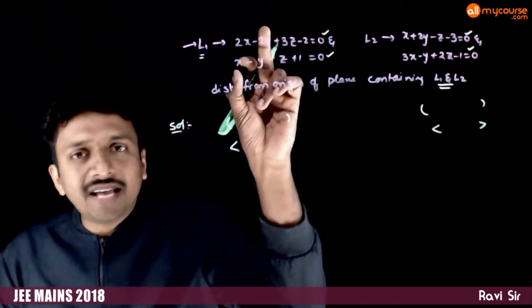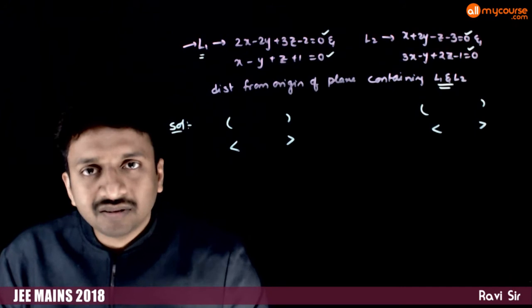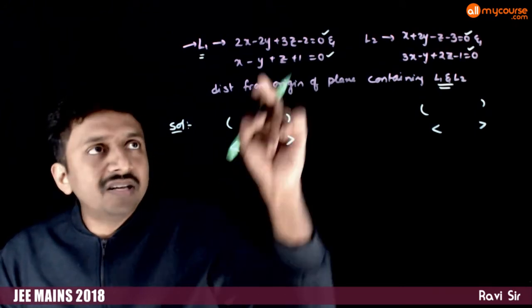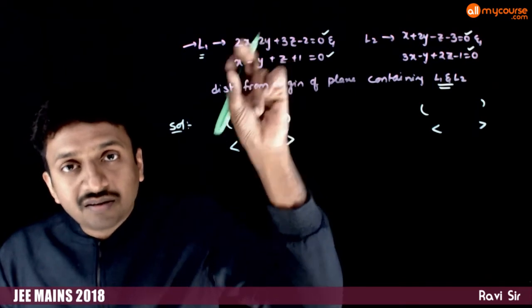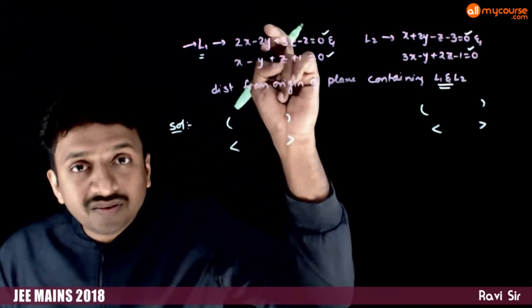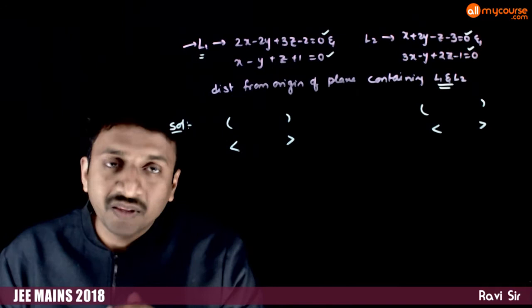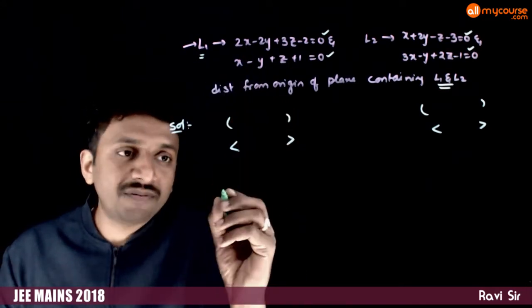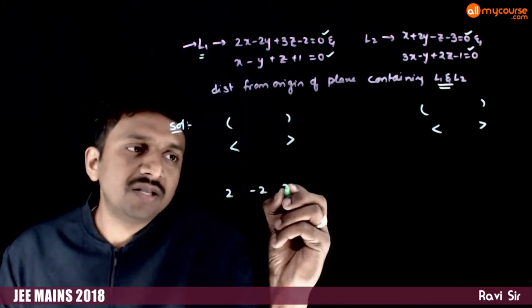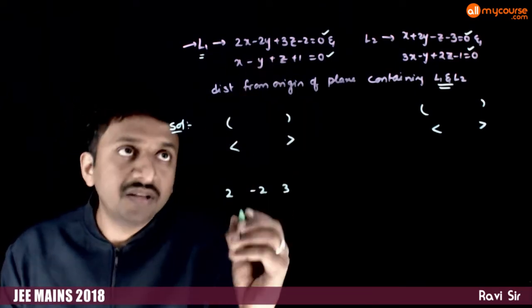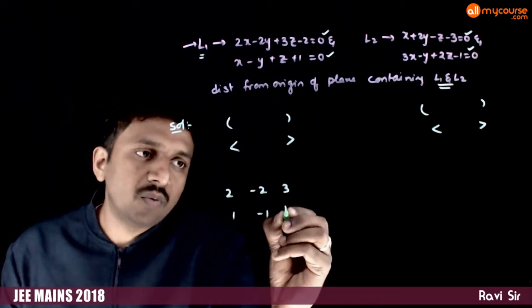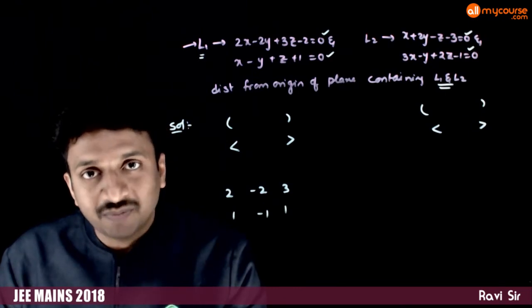So how do you get the direction of the line of intersection? The line of intersection is lying on this plane as well as this plane. So that line is normal to this normal as well as this normal. So what is the normal to the first plane? 2, minus 2, 3. These are the DRs of the normal to the first plane. 1, minus 1, 1 is the normal to the next plane.